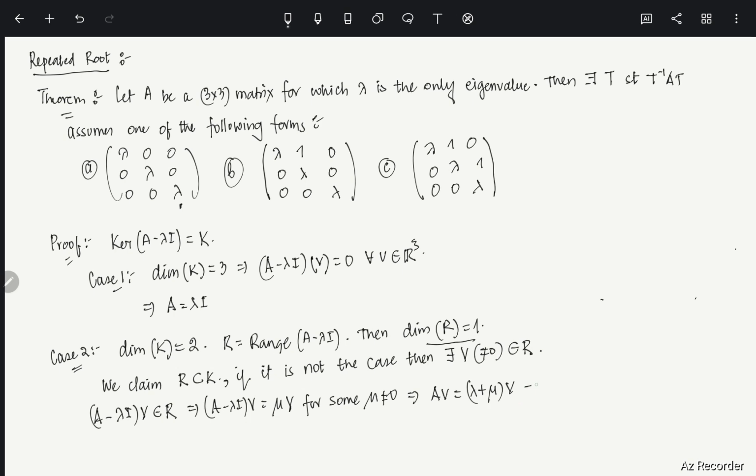This gives us a new eigenvalue given by lambda plus mu. But we assume that lambda is the only eigenvalue. So lambda plus mu has to equal lambda. That will imply mu equals 0. But here we have assumed mu is not equal to 0. So therefore, R has to be contained in K. Clear? Very simple. It's not very difficult to see this.